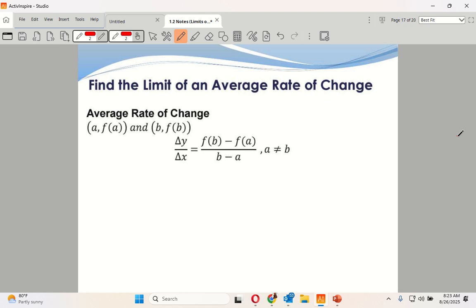So let's go through. Find the limit of an average rate of change. So now, this is what I want you guys to do. Circle this, because you're going to see this often. You guys are going to see this one very often, and you have to be careful of what it's saying. Average rate of change is different than instantaneous rate of change. So, average rate of change is basically just the slope, delta y over delta x.